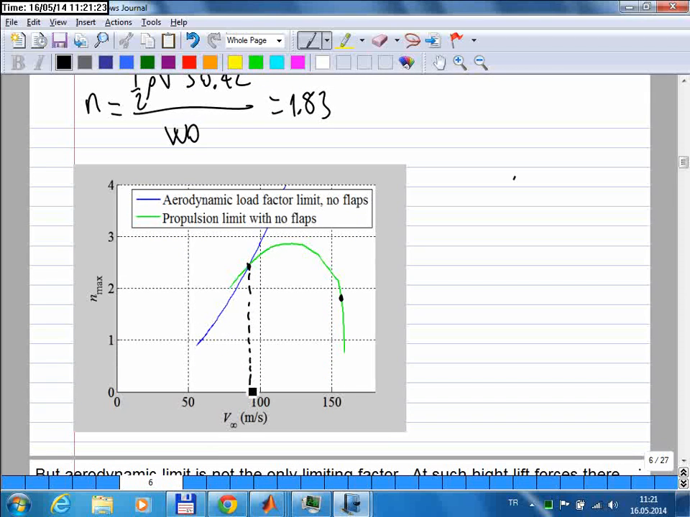So what happens is, if you are flying at a speed less than this limit, the limiting factor for the load factor is the aerodynamics. Okay, so the aerodynamics limit the maximum load factor you can have. But if you are flying to the right of this point, then the limiting factor becomes the engines.